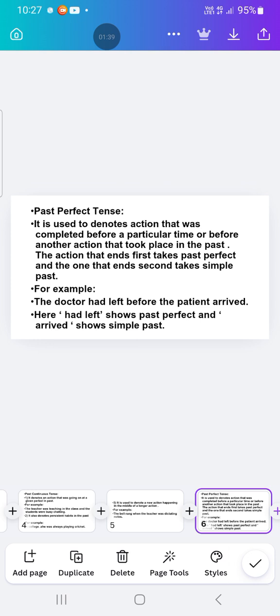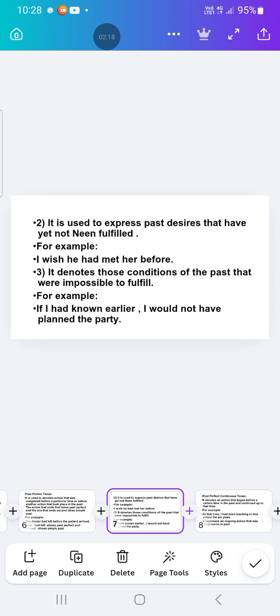Then next type is past perfect tense. It is used to denote an action that was completed before a particular time or before another action that took place in the past. The action that ends first takes past perfect and the one that ends second takes simple past. For example, the doctor had left before the patient arrived. Here, had left denotes past perfect and arrived denotes simple past.